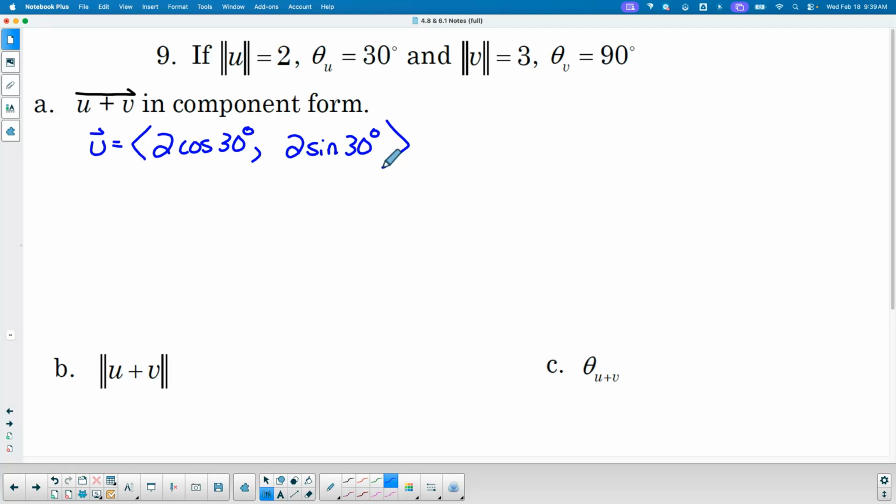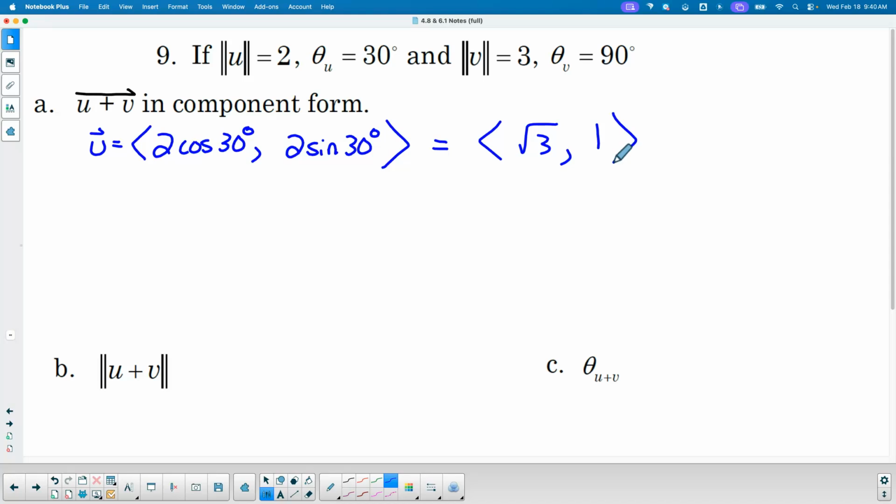Agree? Okay. What is the cosine of 30 degrees? Root 3 over 2. What is root 3 over 2 times 2? What is the sine of 30 degrees? Times 2? 1. So the component form of u is root 3 comma 1. With me so far?